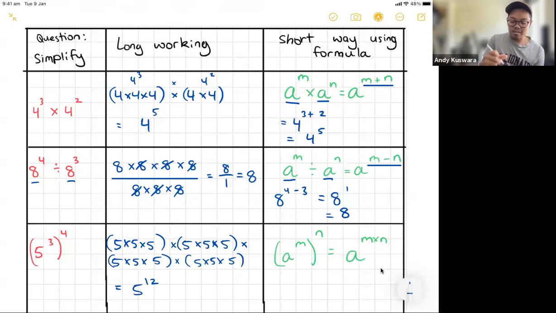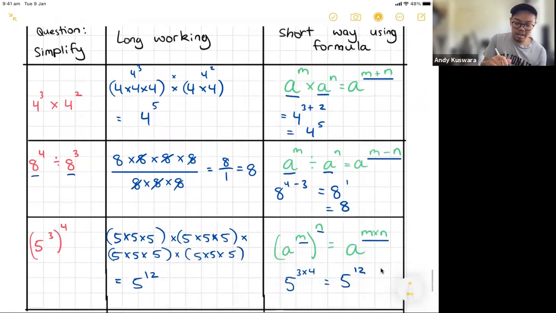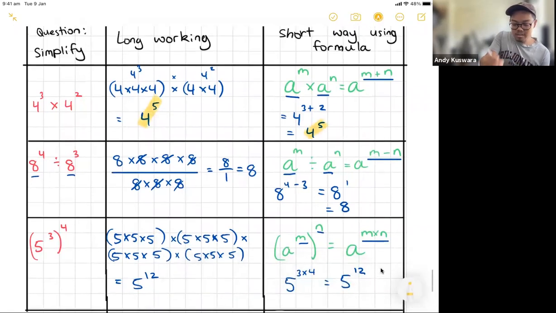Now, what it's saying here is if I have a power that's raised to another power, I can just multiply them together. And so here, I can write this as 5 to the power of 3 times 4, because those are the two powers that I'm raising by. And 5 to the power of 3 times 4 is the same thing as 5 to the power of 12. And that's it. That's how we get our answers. Now, I will leave it up to you which ones you choose to do, which ones you like. But look, we got the exact same answer there, the exact same answer there, and the exact same answer there.